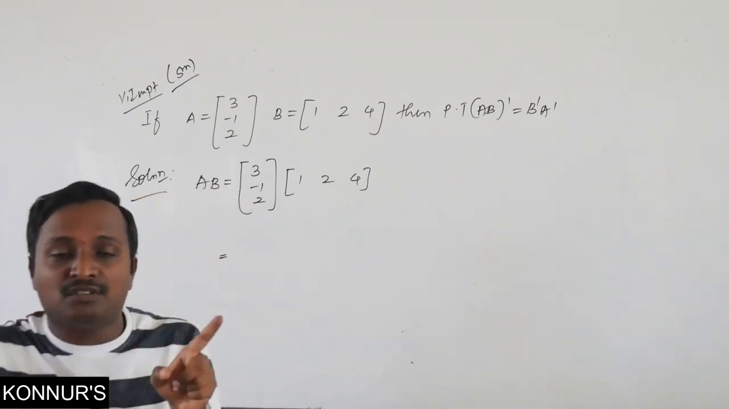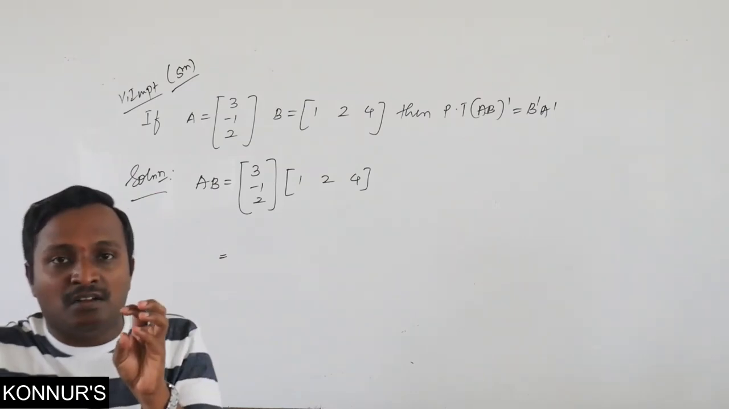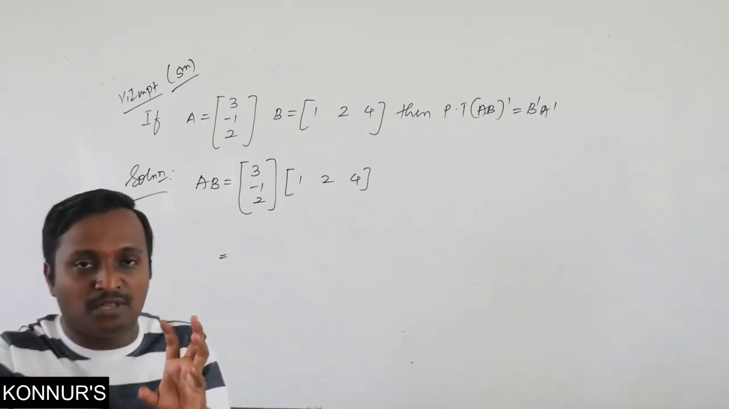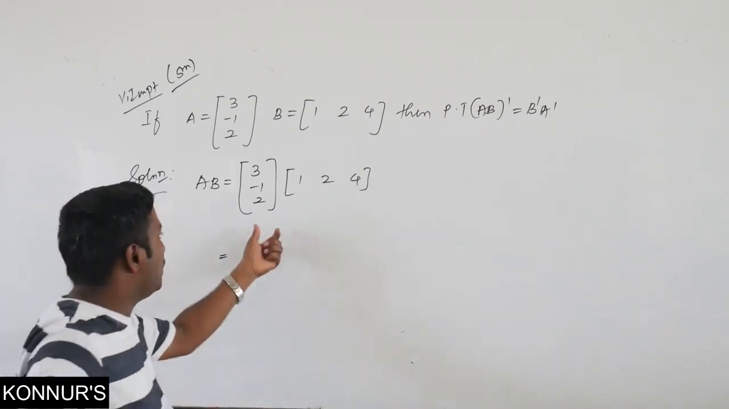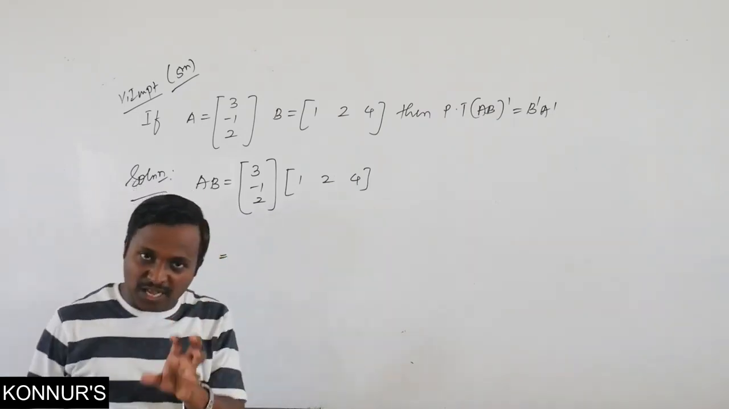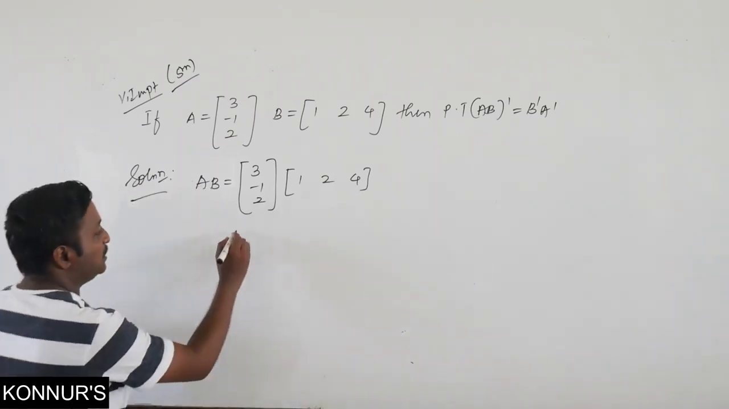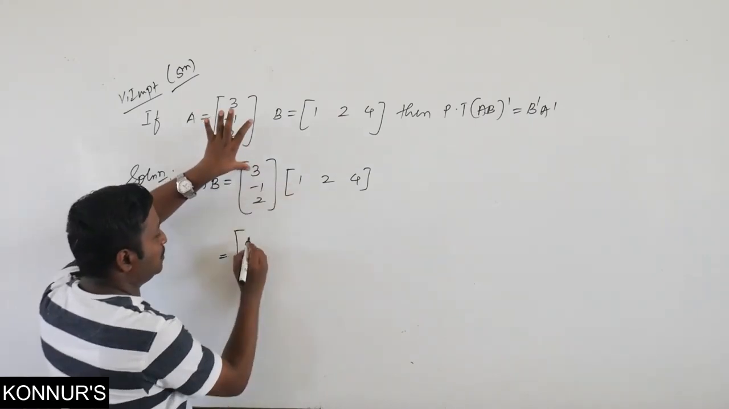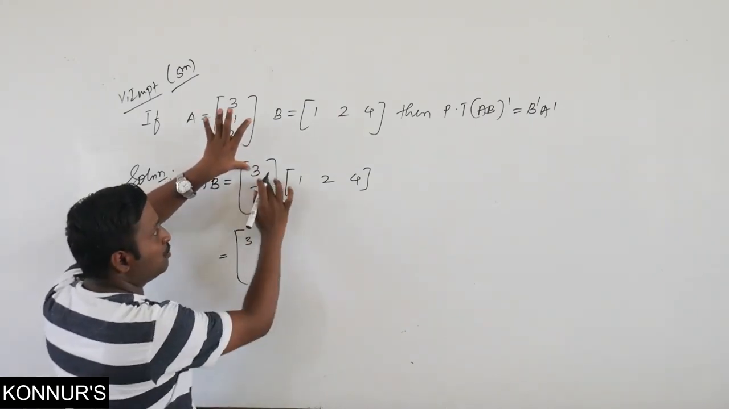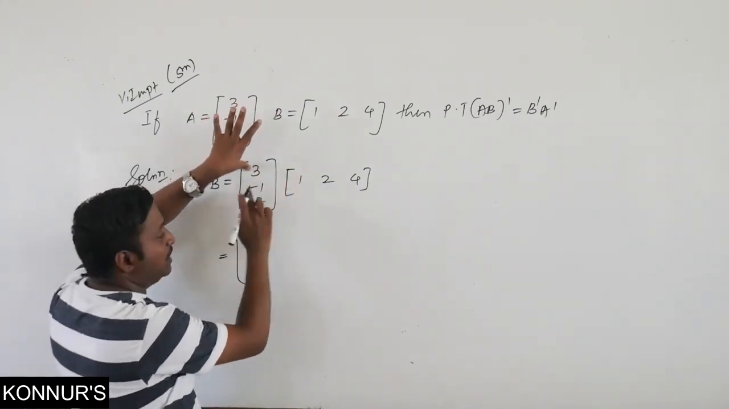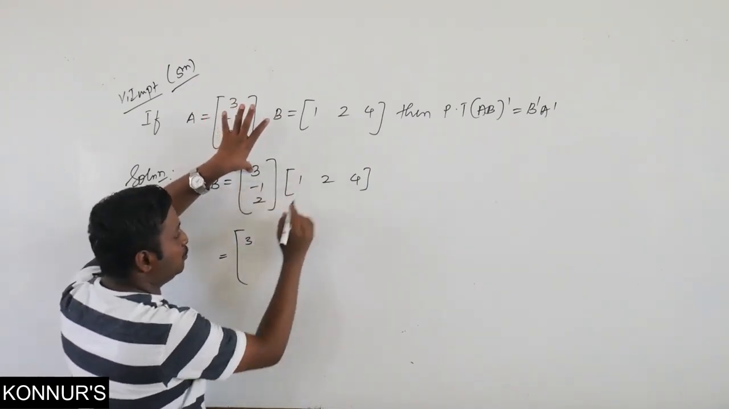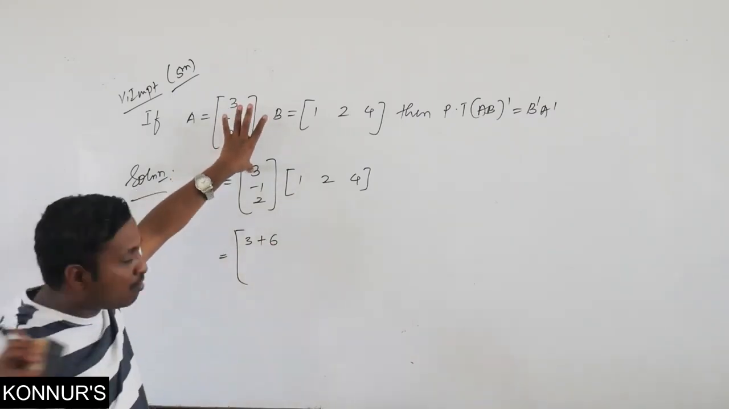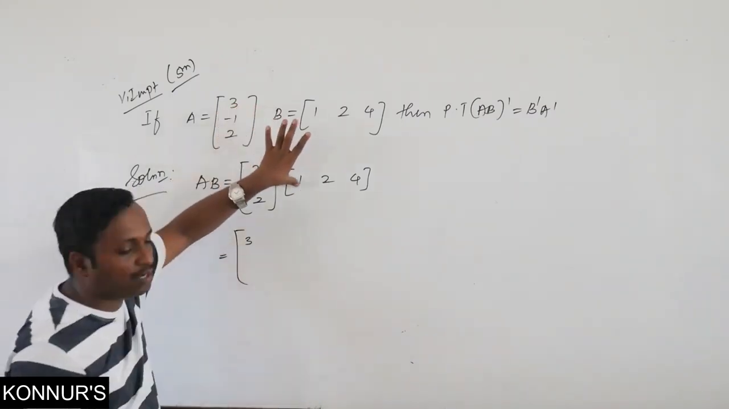I said this multiplication needs care, the column-row multiplication, when a single row matrix and a single column matrix are given. How to find it? Just be careful. 3 into 1 is 3. First row, first column, over. Next, 3 into 2 is 6. Don't write it here. Most of the students will write it here, and this is wrong. First row, first column, over.